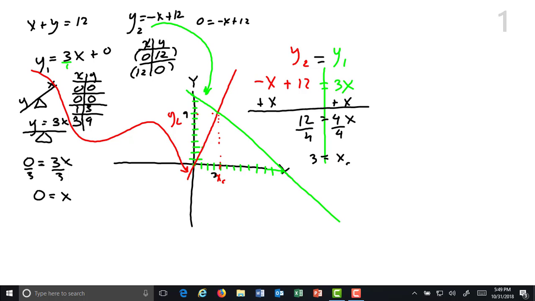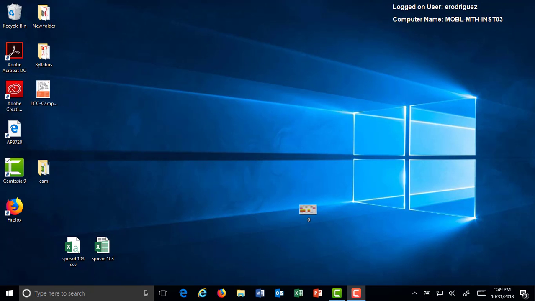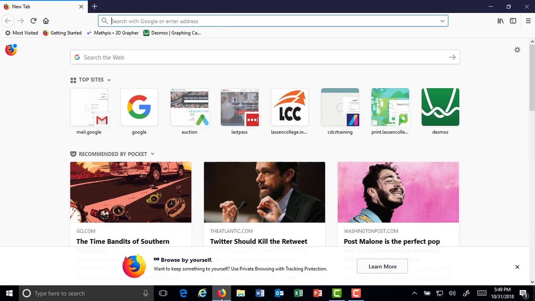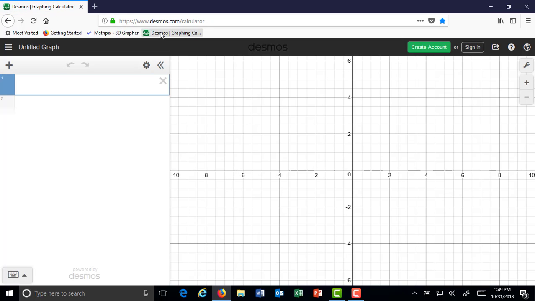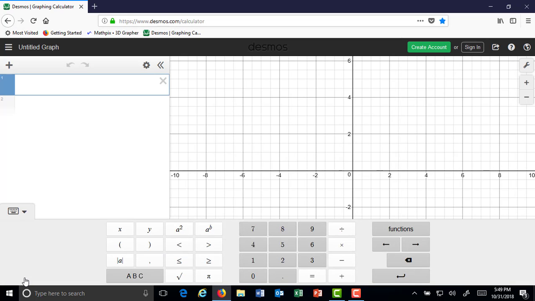Let's go here to Desmos, and we'll just check it real quickly. Do you remember the first one was y equals minus x plus 12, right? And then we had the second line, and that was going to be y equals 3x.